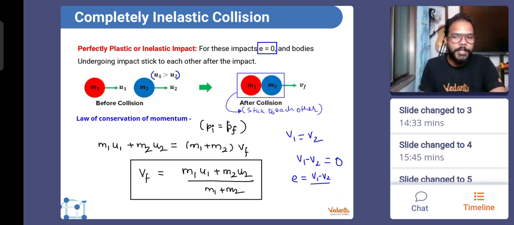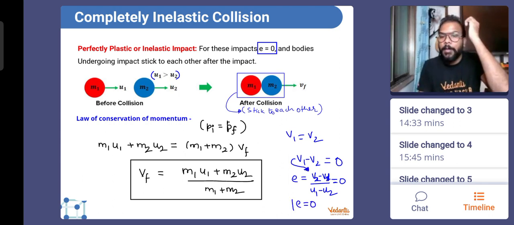Stop writing anything in the chat box, Vishesh. Humble request, not to you, I'm talking to Vishesh. And this is, sorry, v2 minus v1 upon u1 minus u2. So will this value come out to be 0 then? Yeah, because the numerator will become 0. That's why the value is 0.